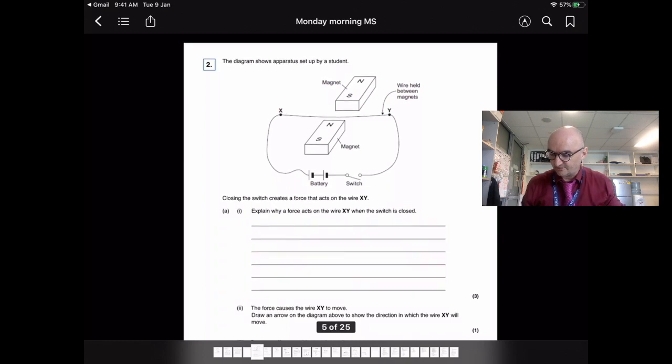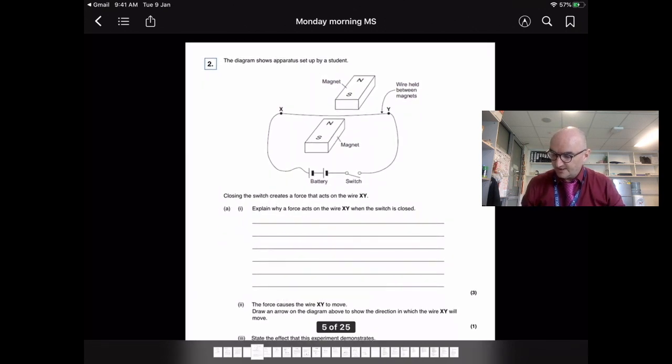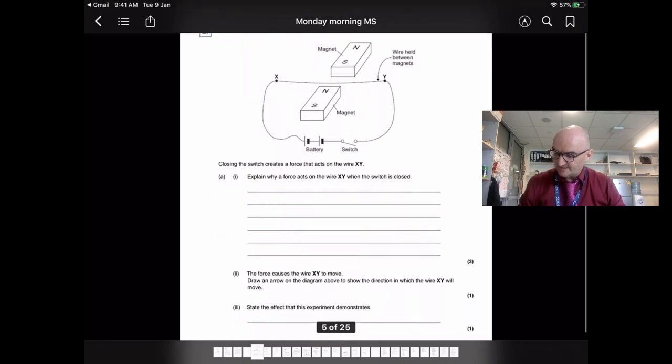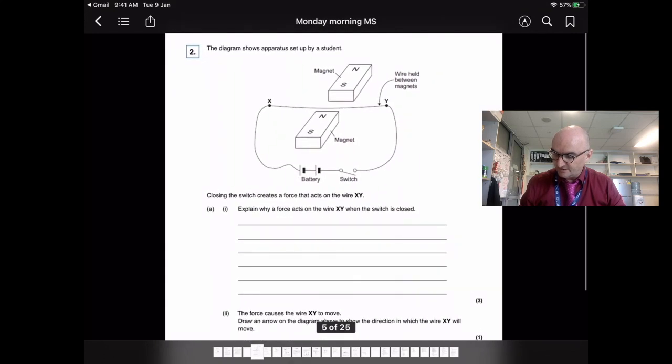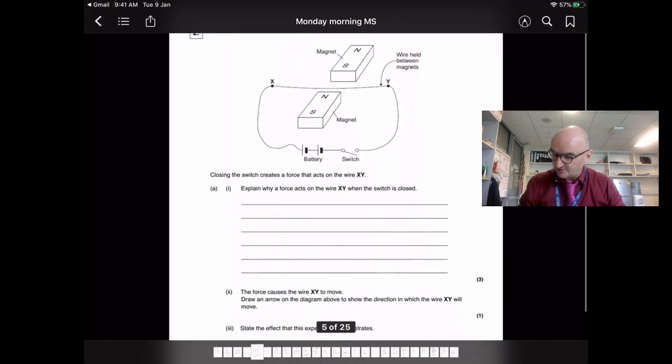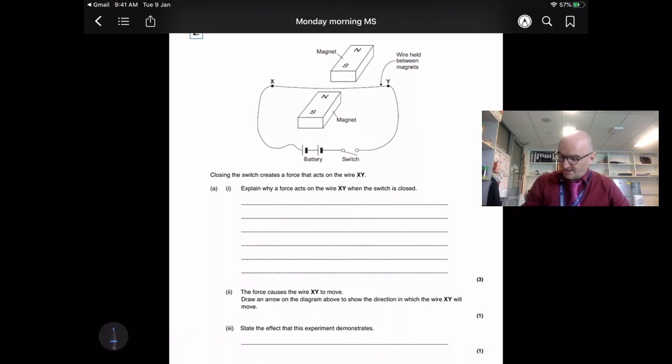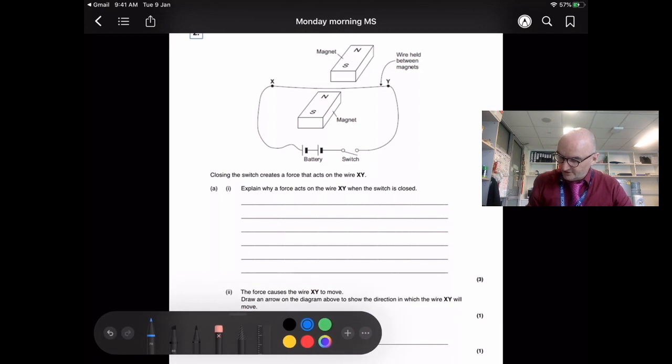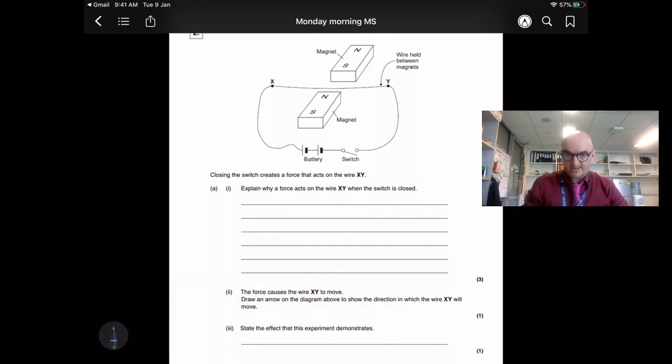Question 2. The diagram shows apparatus set up by a student. We can see that there are 2 magnets set up here with a free standing wire in between, which is held between the magnets. Could be held with clothes pegs, paper clips, doesn't matter. And closing the switch creates a force that acts on the wire XY. I'm thinking, which hand? Which hand? Which hand? Explain why a force acts on the wire XY when the switch is closed.